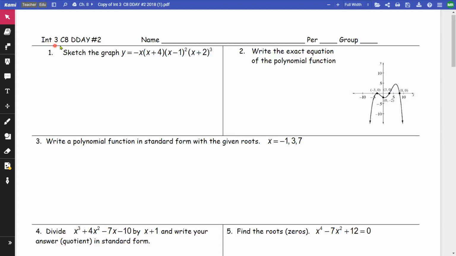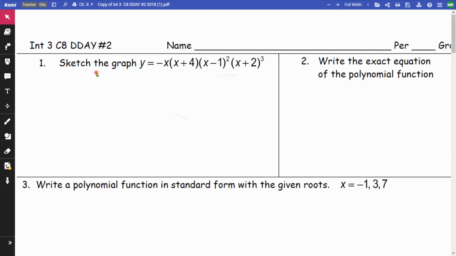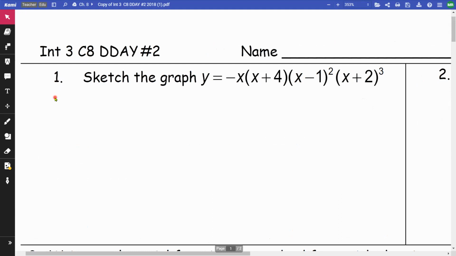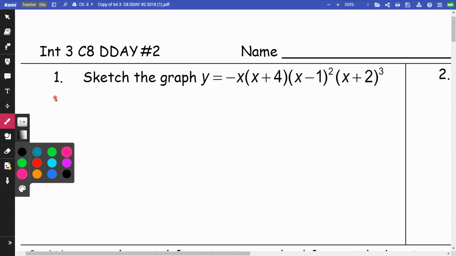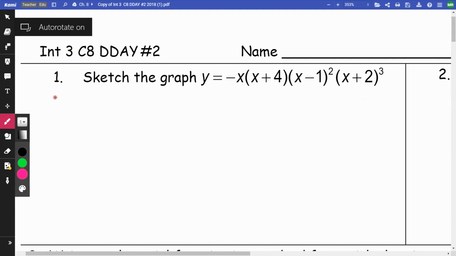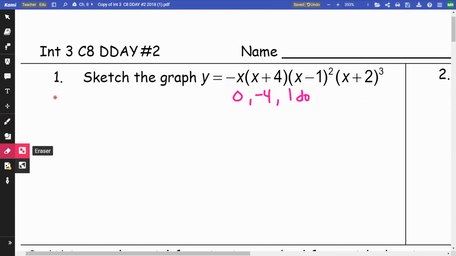So this video is for Integrated 3, Chapter 8, D-Day number 2. On number 1, we're going to be sketching this graph, okay? And what I first want to do is find my zeros here. So when I'm finding my zeros, I have 0, -4, 1, which is a double, and -2, which is a triple.